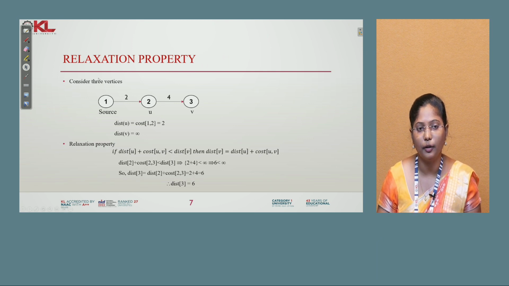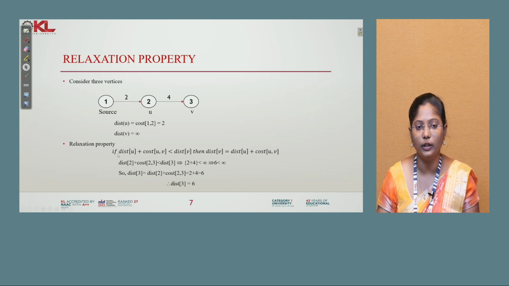So coming to the relaxation property, I am considering 3 vertices 1, 2 and 3. So 1 is my source vertex and 3 is my destination vertex. I am naming it V, and 2 is my intermediate vertex and I am naming it U, and the distances are 1 to 2 is 2 and 2 to 3 is 4, right. So distance of U is nothing but cost of 1, 2. What is the cost? It is 2, right. So distance of V, it is not a direct path, so that's why it is infinity. Initially we will take it as infinity because it is not available. From the source node it is 0 and whatever we don't know should be infinity.